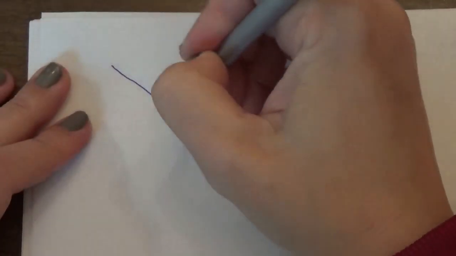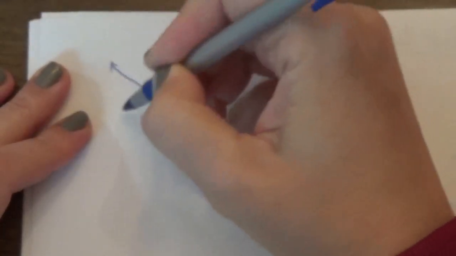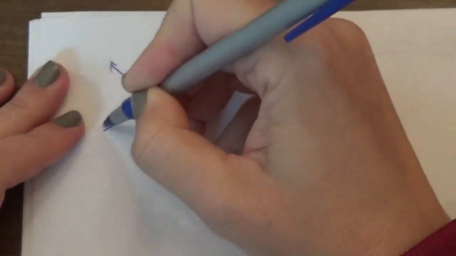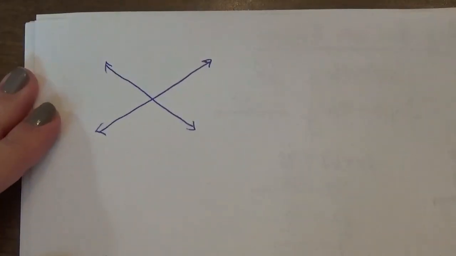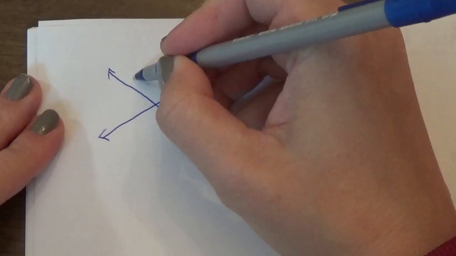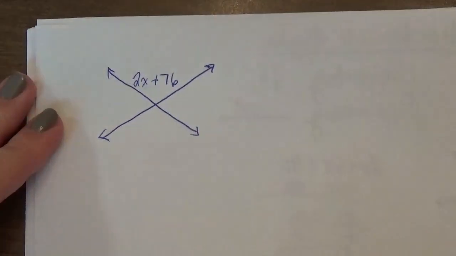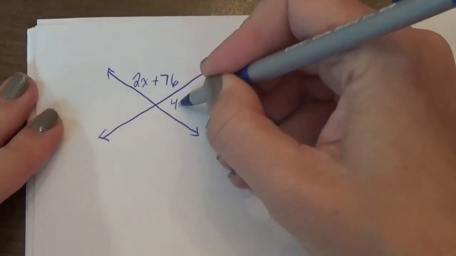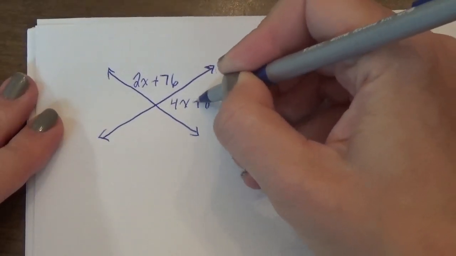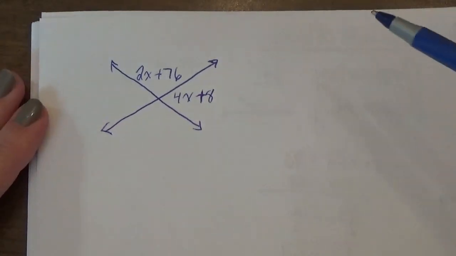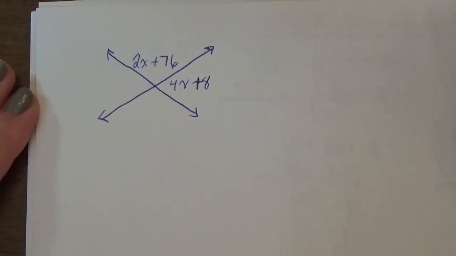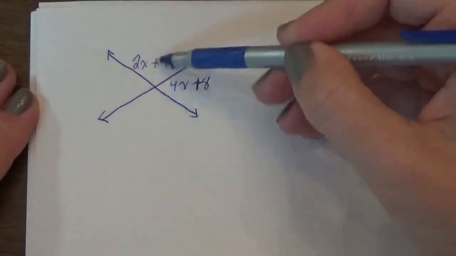I'll flip this over for today's lesson. Let's do a different picture though. You do have a couple pictures, I think, like this on your homework, so 2 lines that cross. Let's draw that. And this top angle here is going to be 2x plus 76. And the one next to it is 4x plus 8. Now don't be confused here. A lot of kids think these are vertical angles. They're not. They would be if they were straight across from each other.